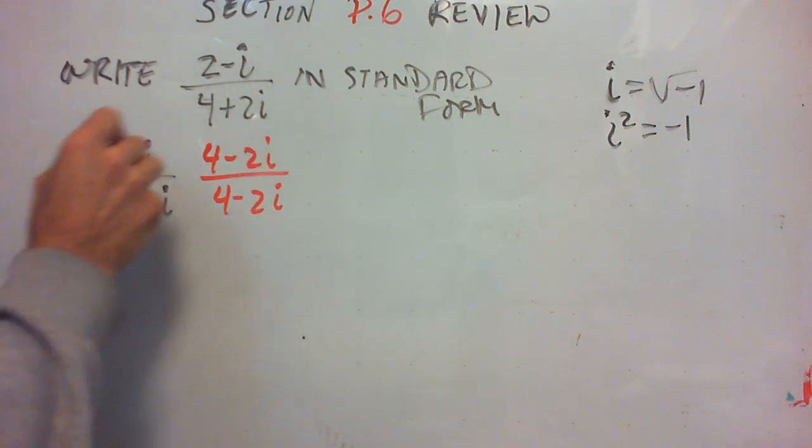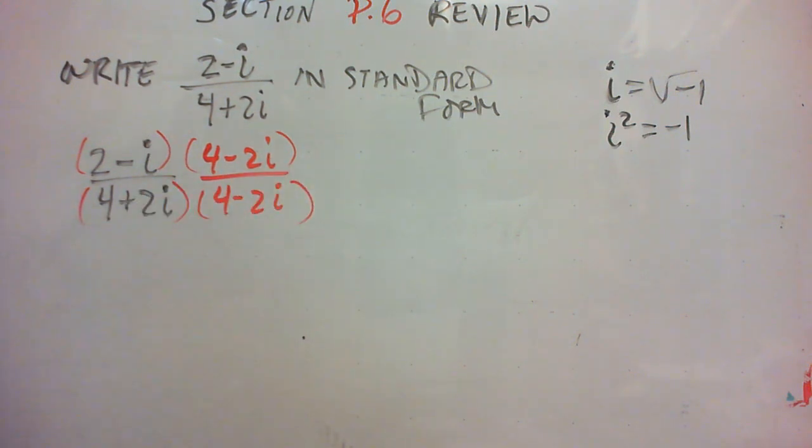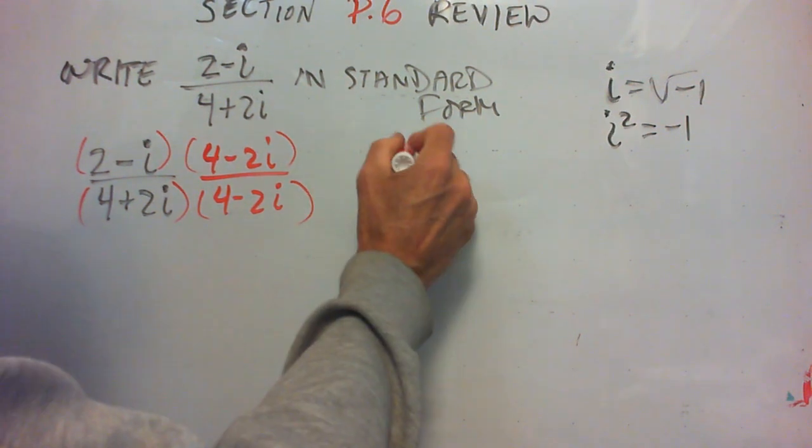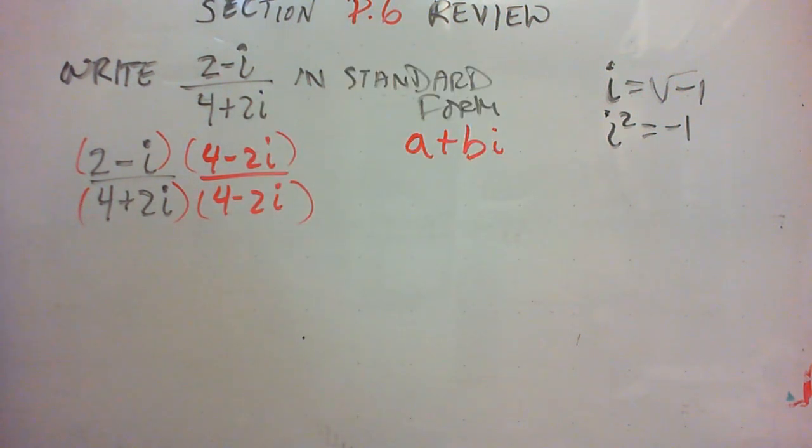When you do that, you have to keep in mind that you're going to FOIL out the numerator and FOIL out the denominator. The denominator will simplify to a real number. So complete this and write your answer in standard form, which is a plus bi. Don't write it as a fraction, but write it in that form.